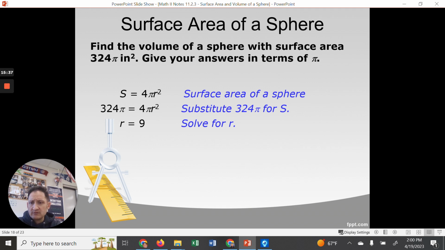324 divided by 4 is 81. Square root of that is 9. Cool, I found the radius. I worked backwards and found the radius. Just like volume, exact same thing. Except I'm not taking the cube root, I'm taking the square root, because r is squared in this case.